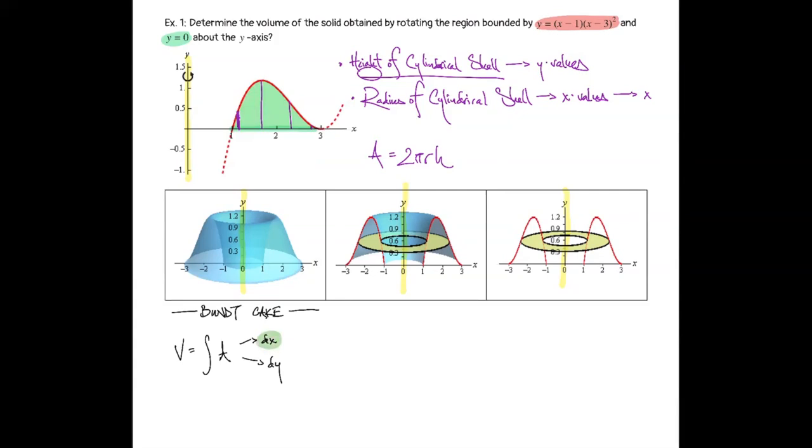Another clue for that, though, is where your radius is. If your radius is x values, you're going to choose dx. But if your radius is y values, you're going to choose dy, okay? So the radius, it's not in this picture, right? It's not the purple lines, but it does tell us whether we should be dx or dy.